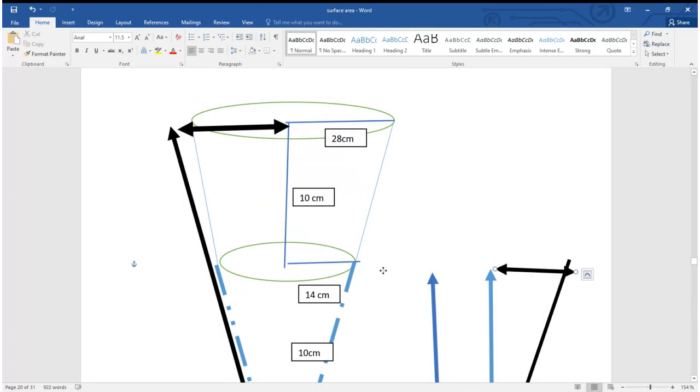So the small radius here is the bottom radius. The big radius is the top radius of the bucket, okay? Then you have a slant height. You have the actual height.